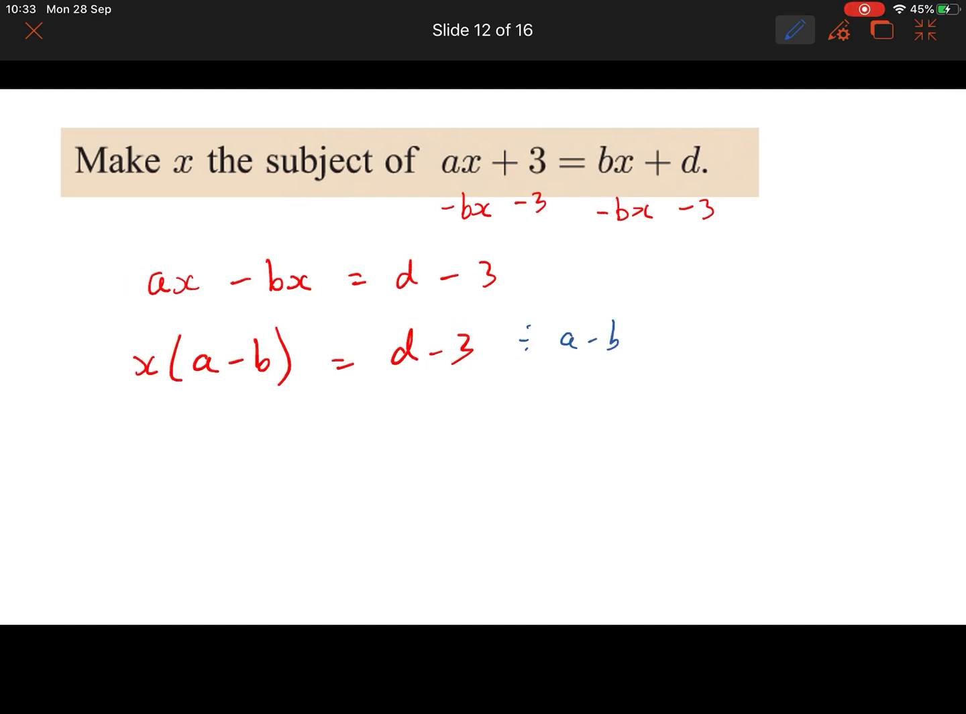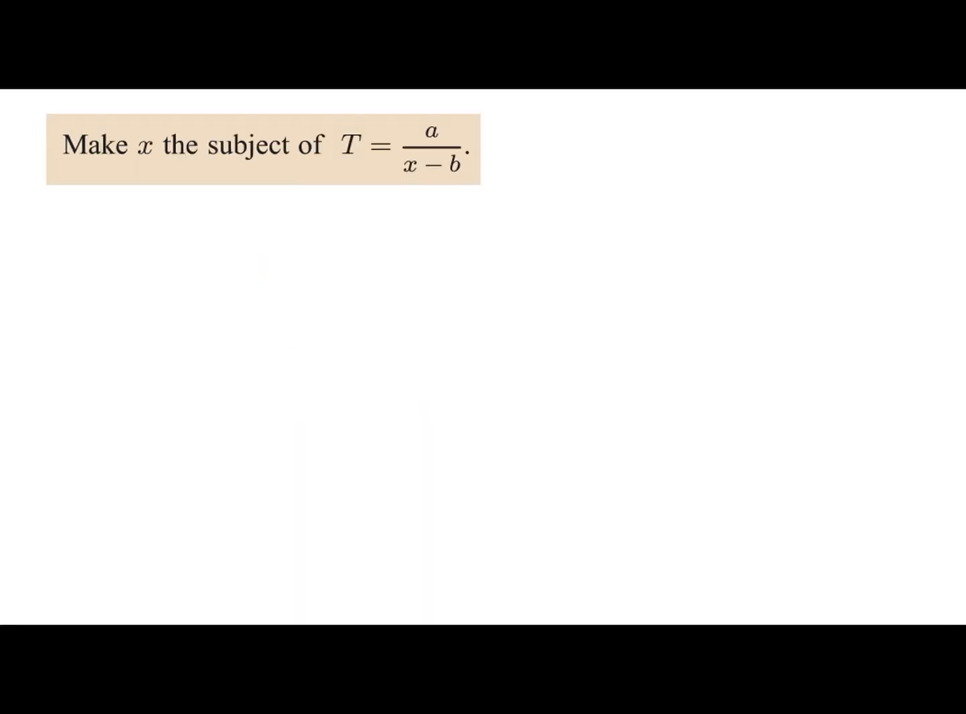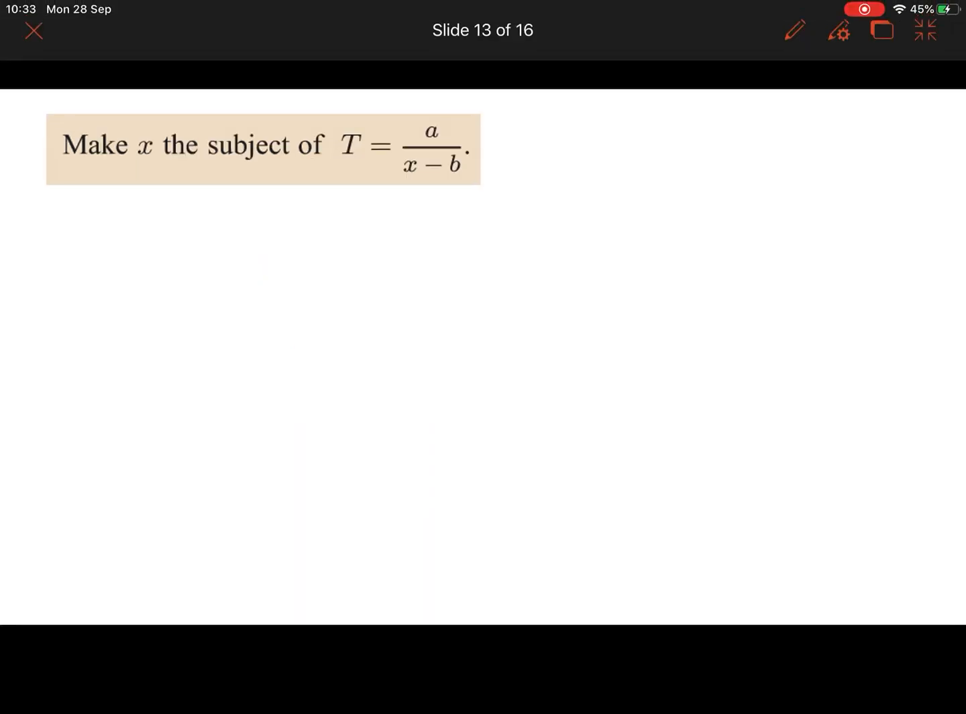And now that's neat because what I can do is divide both sides by a minus b. If I divide both sides by a minus b, I'll end up with x is equal to d minus 3 over a minus b. And there's your solution. Okay, x is now the subject.